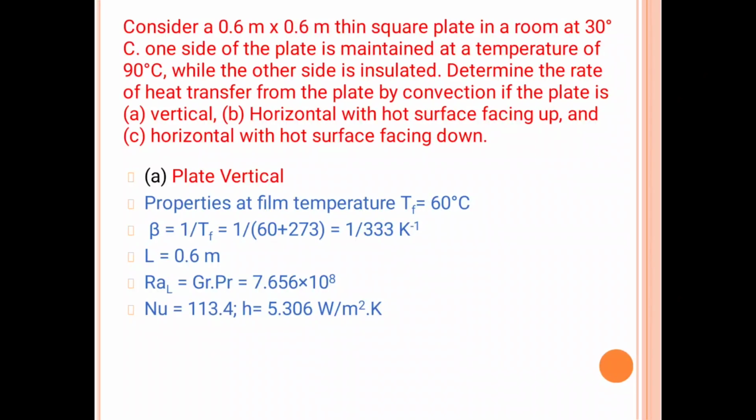The film temperature is found by the surface temperature plus the ambient temperature divided by 2. By the Nusselt number formula we have found the value 113.4, and the heat transfer coefficient h is equal to 5.306 watts per meter square Kelvin. The heat transfer formula is Q equal to h into A into delta T. The value is 115 watts.